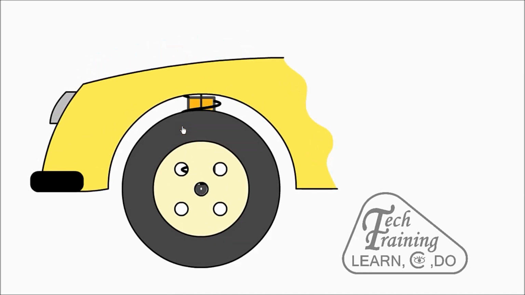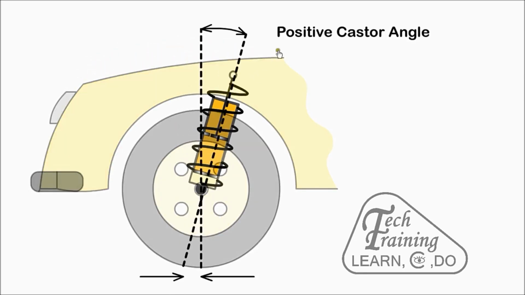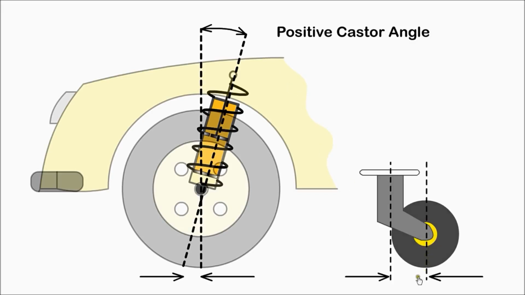Caster is the angle between a line extending through the steering pivot axis and a vertical line through the center of the wheel. When the steering pivot axis meets the road in front of the wheel contact point, it will result in an inbuilt tendency to travel in a straight line. With a T-trolley, the wheels always follow the direction in which the trolley is pushed. Most cars have positive caster.